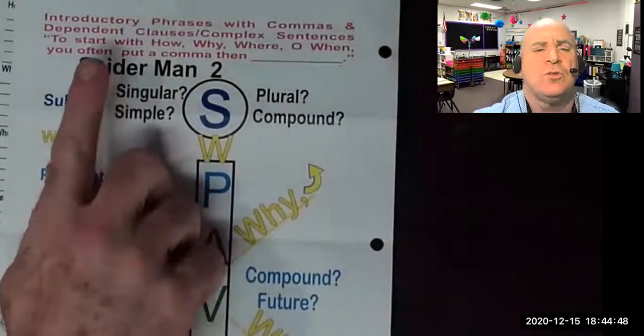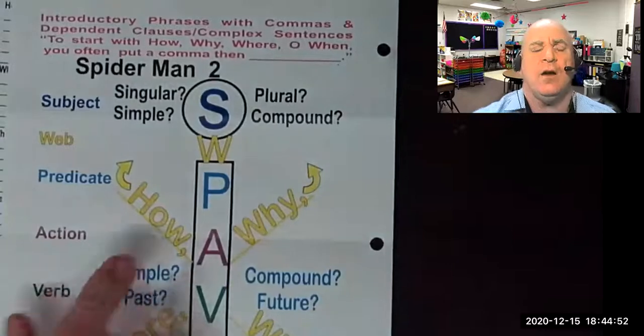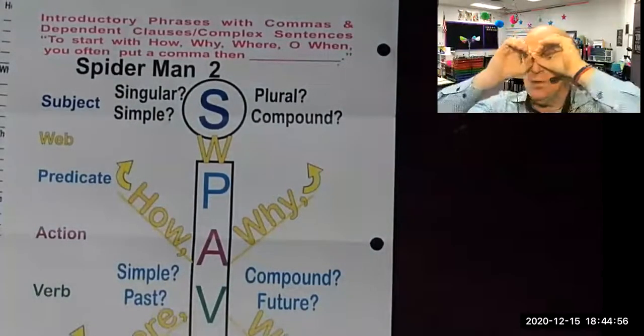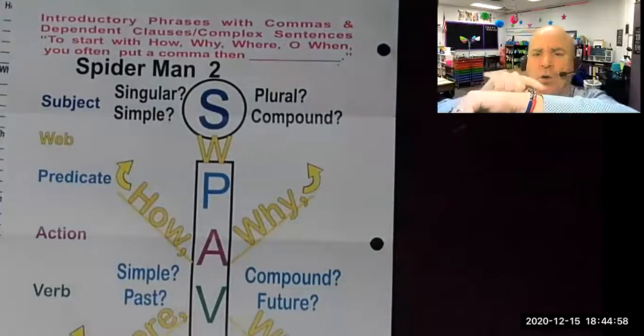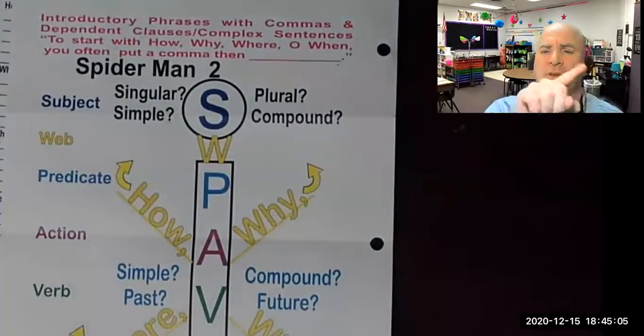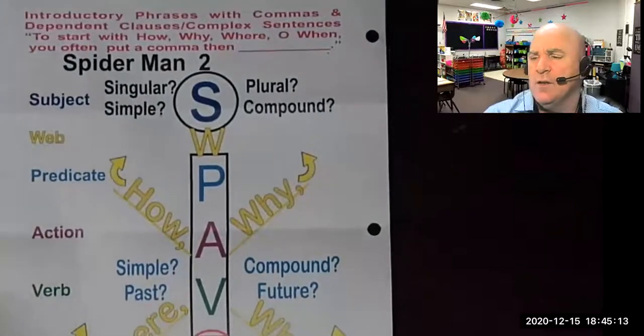One more time. To start with how, why, where, oh, when, you often put a comma, then your independent clause, and then your closing punctuation.